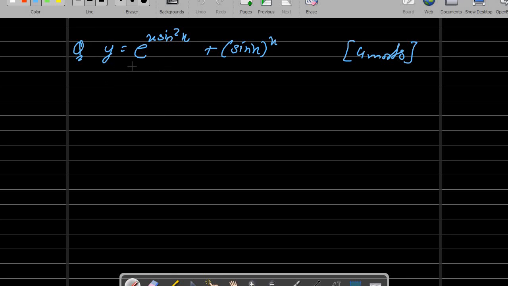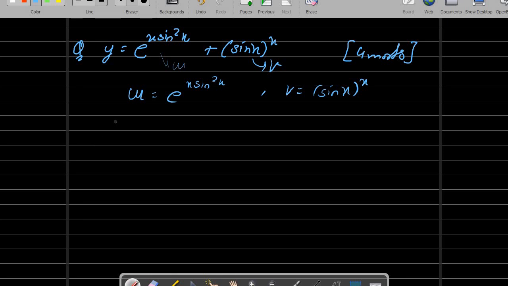So as you can see, y is equal to e raised to power x sine square x plus sin x raised to power x. Whenever you see variable to the power variable, you write both of these individually, and you can use logarithmic expressions to solve it. So let's dive into it quickly. If I assume this to be u, and I assume this to be v, we can write u is equal to e raised to power x sine square x and v is equal to sin x raised to power x.